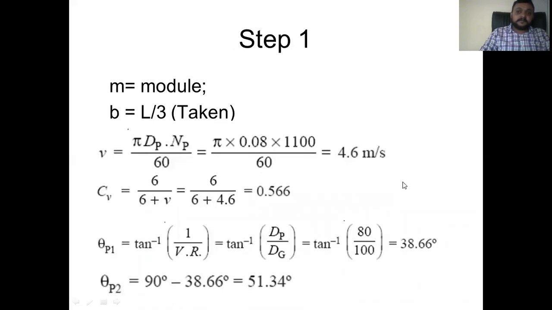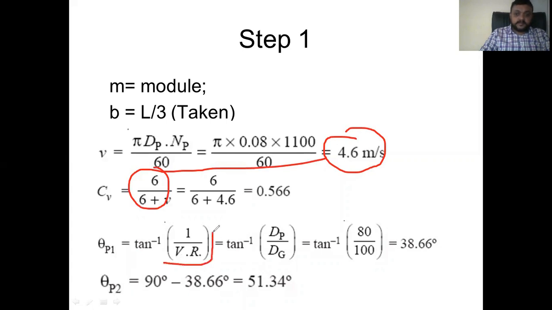In step 1, what you have to do? Module you have to calculate, and V, L by 3. Initial calculation is V, and check and select the appropriate Cv. Based on this value of Cv, you have to select the equation for calculating the Cv. Then theta P1 is equal to tan inverse of velocity ratio, tan inverse dP by dG, as dP by dG is given, you can directly take.